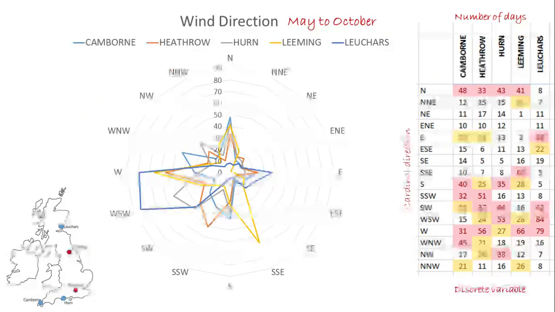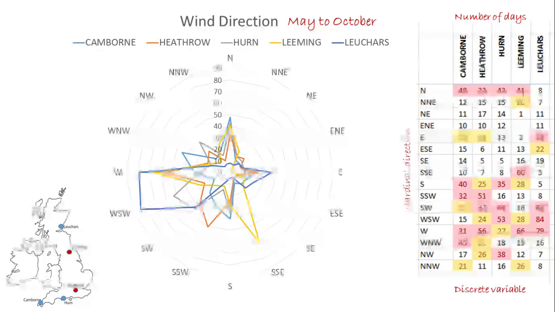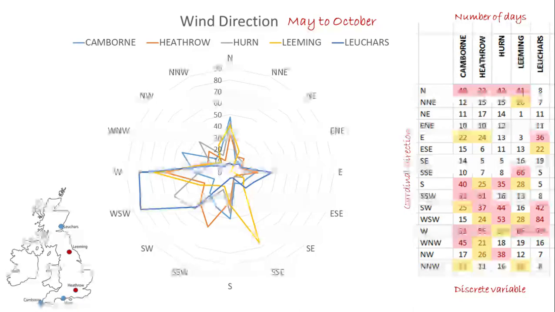Looking at wind direction, on the right hand side of the screen you'll be able to see a table showing the cardinal direction, that's the compass direction, for the 5 UK locations, and you can see the number of days that are recorded with the maximum wind direction being in north, north, east and so on. This again will be a discrete variable, the cardinal direction, and it's shown in a radar chart in the centre.